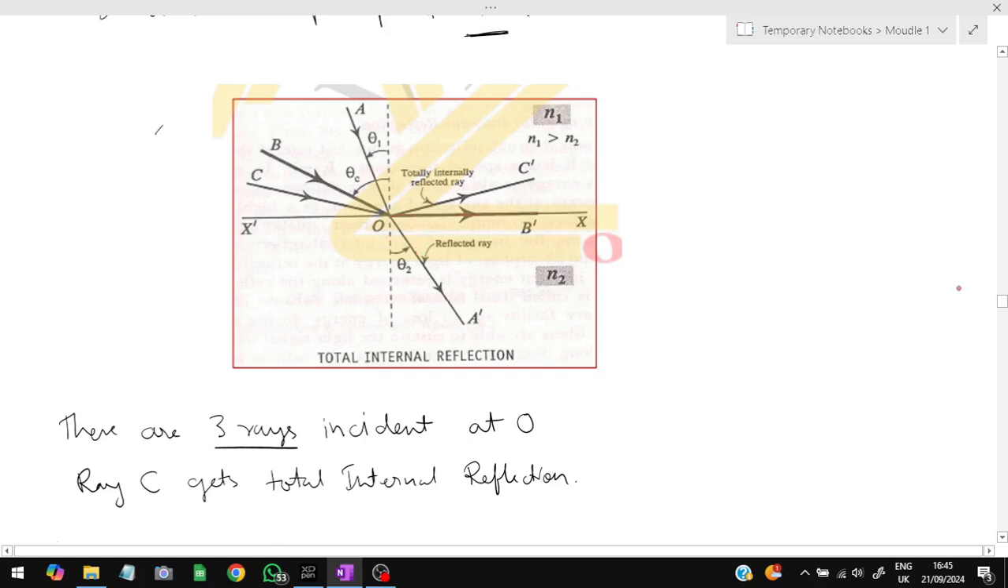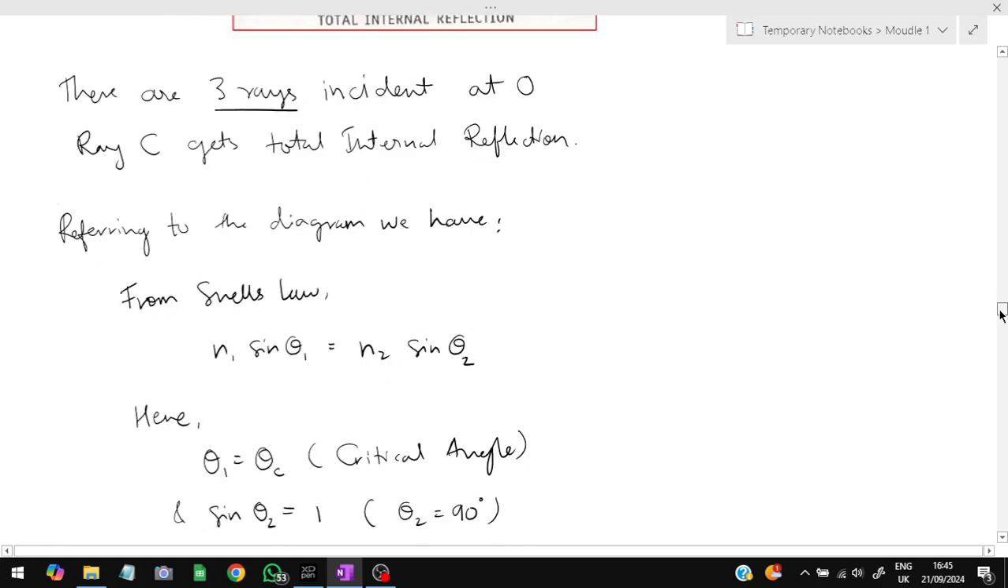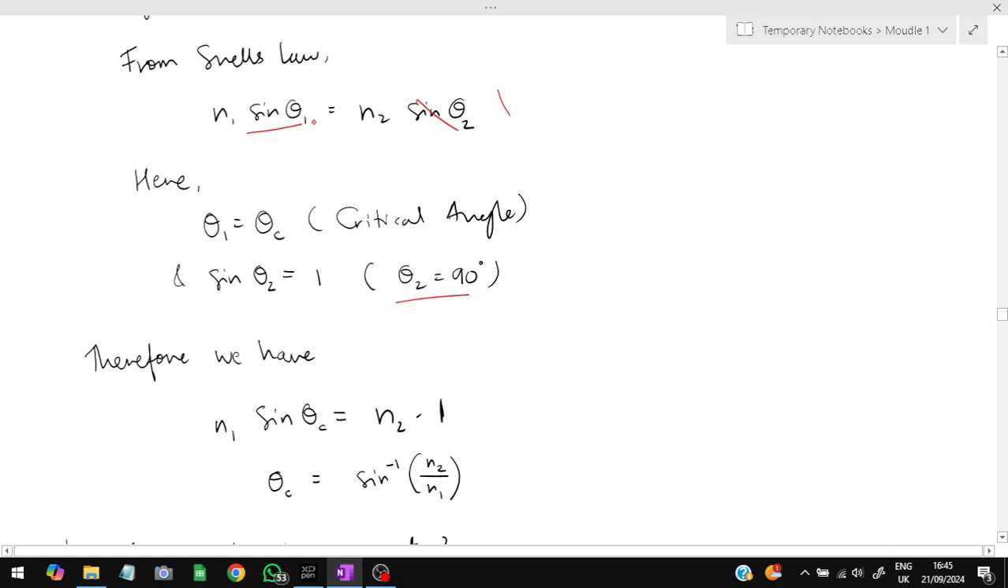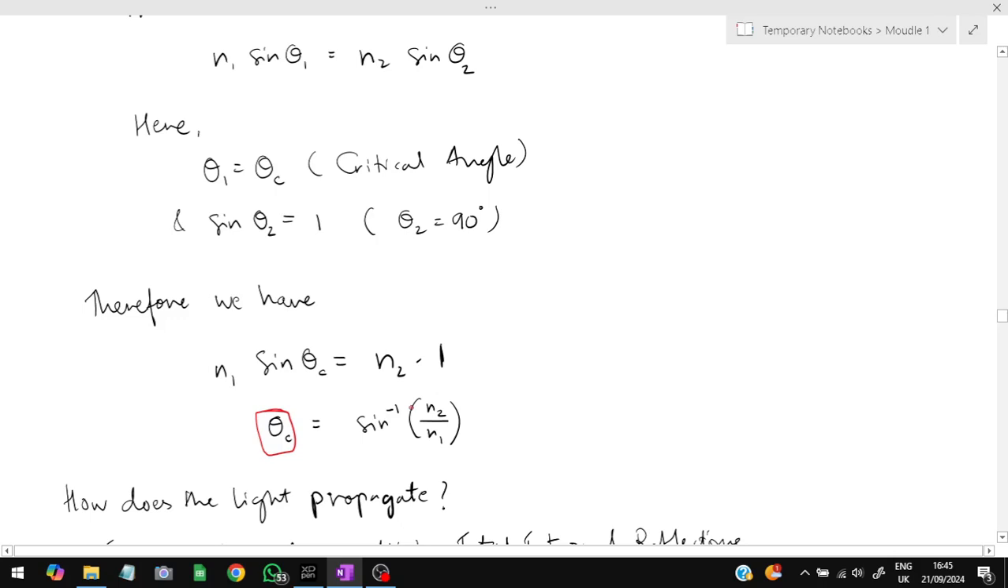Now what happens after substituting those values? Theta 2 is 90, so sine 90 is what? 1. So this will become 1, and this will become sine theta C. So sine theta C is equal to n2 into 1. If we consider theta C, transfer n1 to the bottom, n2 by n1, and take the inverse of sine, it will be sine inverse of n2 by n1. Got it? This is the critical angle, equivalent to sine inverse of n2 by n1.